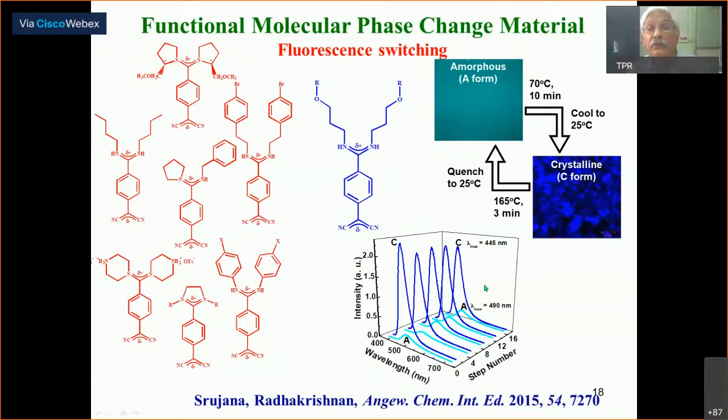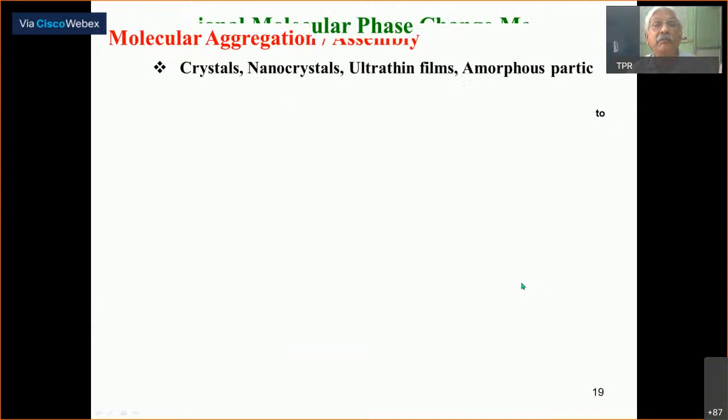So I quickly ran through all these examples just to illustrate the point that molecular aggregation can be done in many different ways. In crystalline form, nanocrystals, ultra-thin films, amorphous particles, you can play back and forth between them and so on.